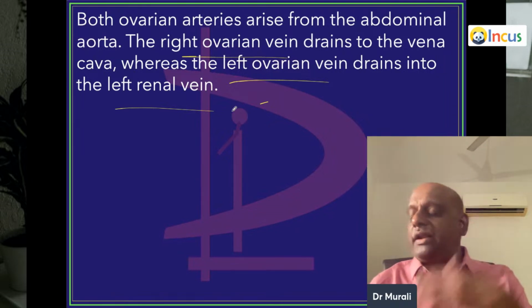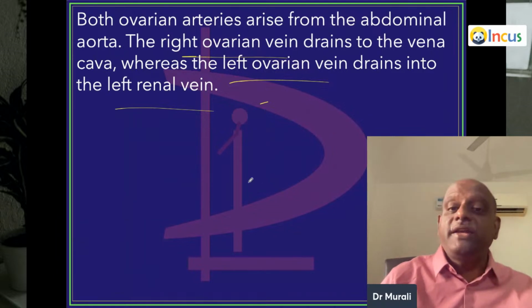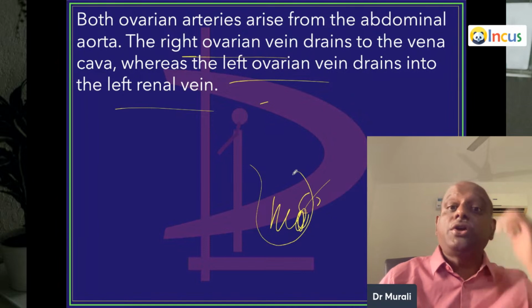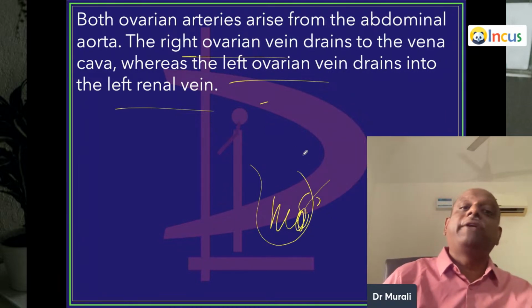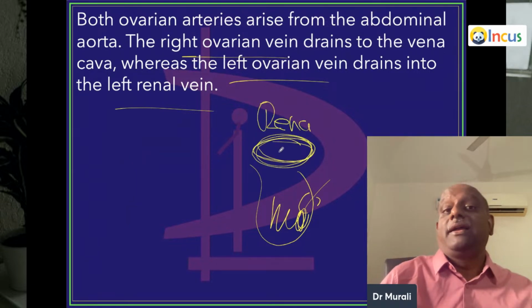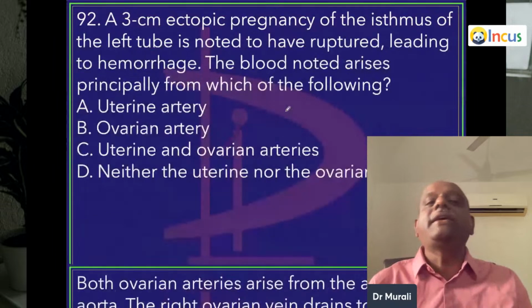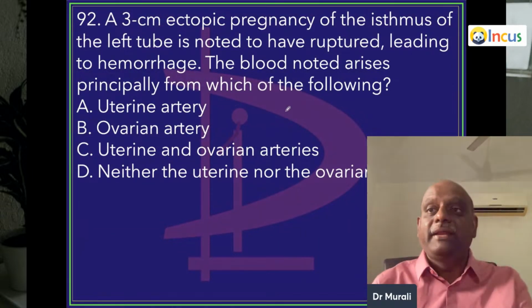Right testicular vein drains into IVC, left testicular vein drains into left renal vein. That's the reason whenever a left varicocele is rapidly developing, you should suspect the possibility of renal cell carcinoma, any obstruction to the renal vein. You should always suspect it whenever left-sided varicocele is rapidly developing, because the drainage is impaired.